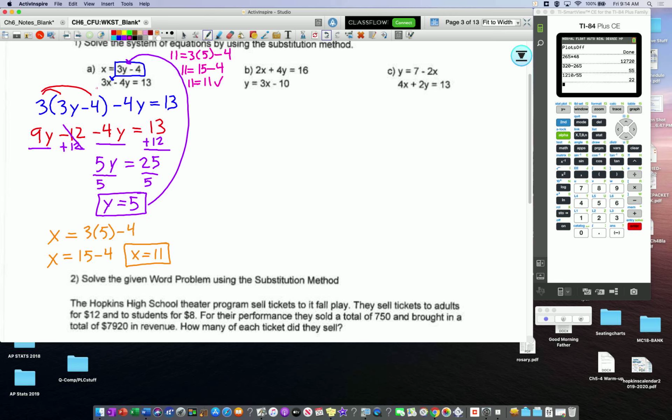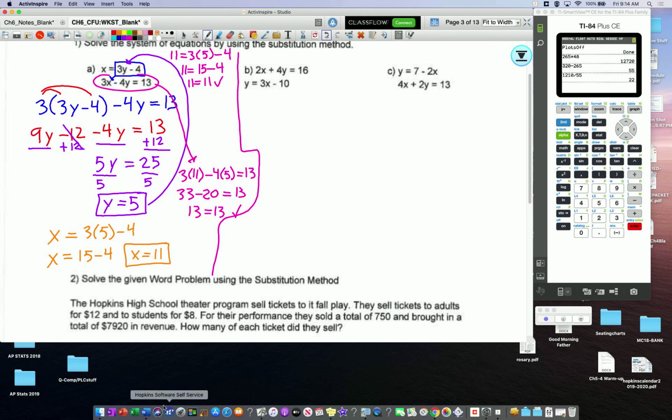So now when I do the second equation right here, I'm just going to bring that down here. We're going 3 times x, which is 11, minus 4 times 5, which is y. Does that equal 13? 3 times 11 is 33. 4 times 5 is 20. 33 minus 20 is 13. Checks off. Sweet. I just got the first one right. So I have my answers. All right, let's move on to number 2.